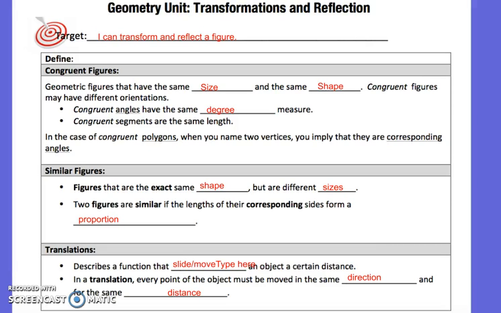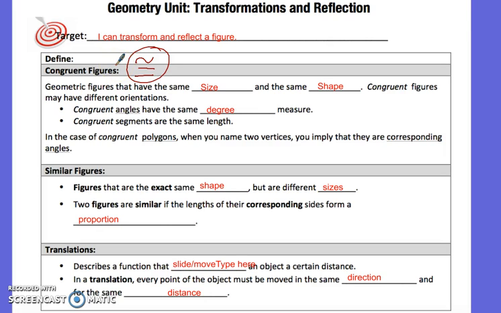Today we're going to be doing transformations and reflections. So you're going to be filling in the blanks about these couple definitions. The first one is congruent figures. The symbol for congruent is an equal sign with a little squiggle above it. That means that they are congruent.